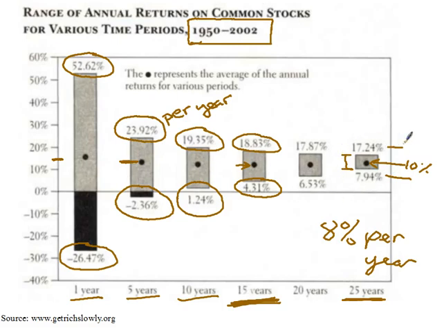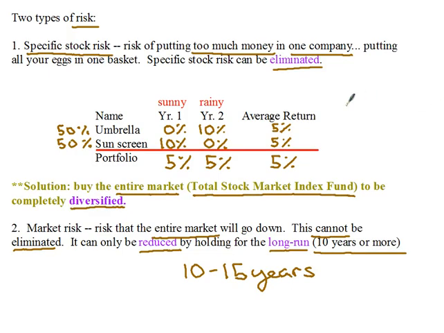Here's a concept, and we'll talk about this in some future videos as well, for the efficient market theory, for the random walk theory. The idea is simply this. Diversify your portfolio. That means buy an index like the Total Stock Market Index Fund and hold it for the long run. And that will eliminate specific stock risk and reduce market risk. It's that easy from the random walk point of view.